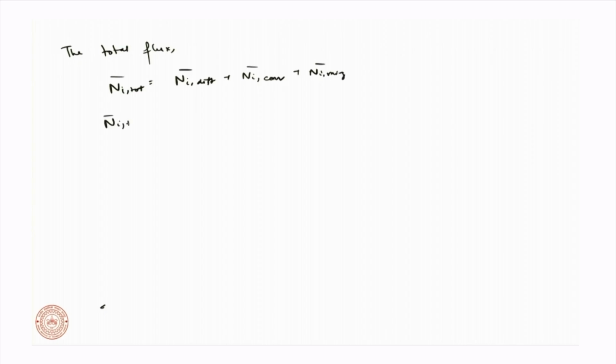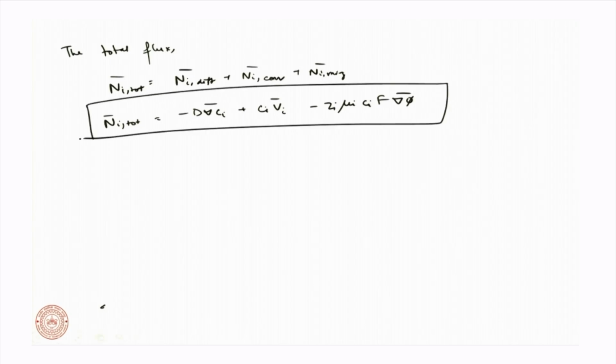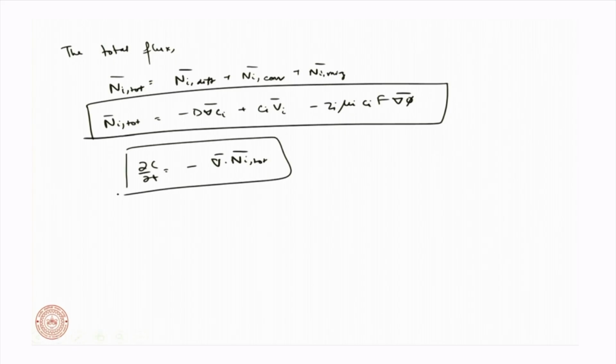Okay, therefore, Ni total is equal to minus D del Ci plus Ci into V vector or Vi vector plus your electromigration term that is minus Zi mu i Ci F into del phi. This is your total flux vector that you have. Now, you can put this into our diffusion equation, and our diffusion equation is del C by del t equals minus del dot Ni total, and you will get your species conservation or species mass balance, right.